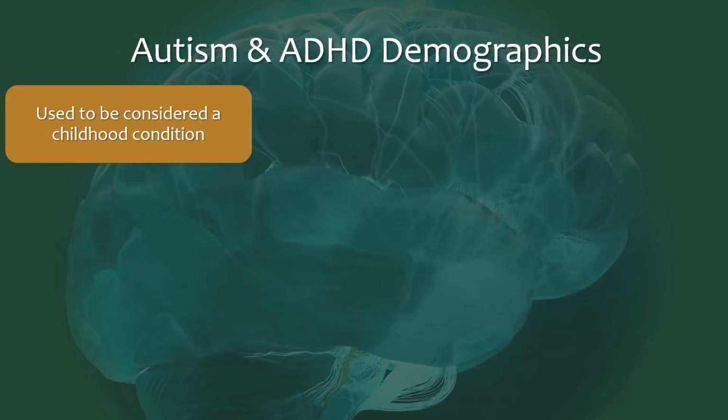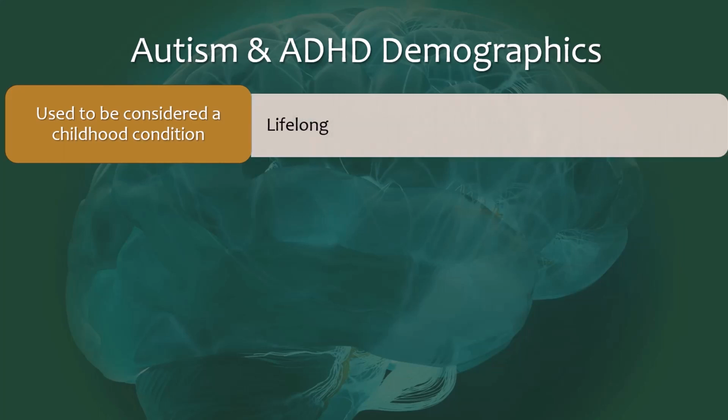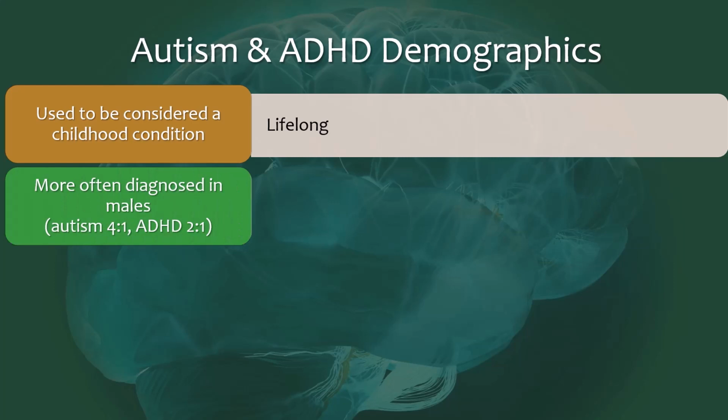Autism and ADHD used to be considered childhood conditions, or at least it was only treated in childhood and people forgot about the needs of adults with these conditions. But they are both lifelong, and recent polls that I've read suggest that symptoms can get worse as you get older. It doesn't just go away.